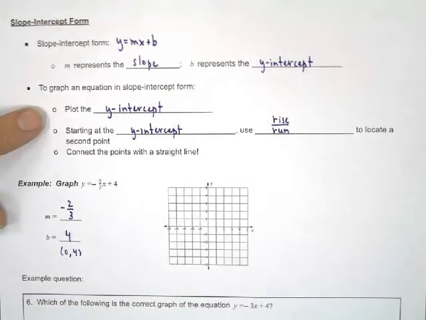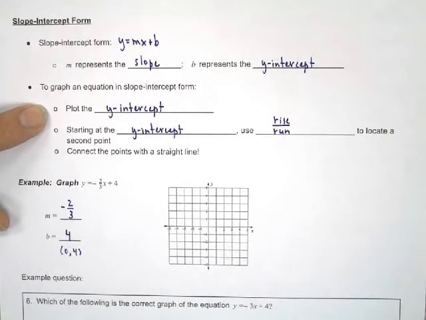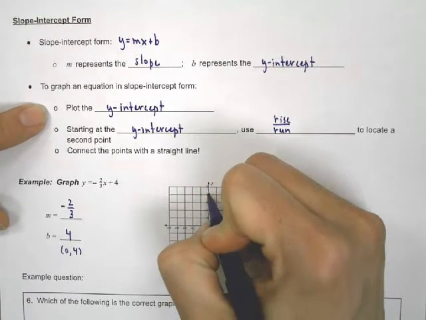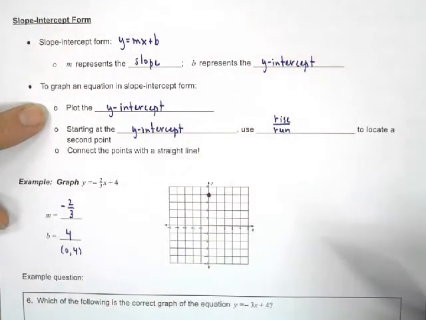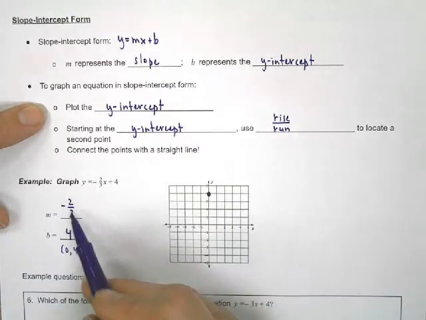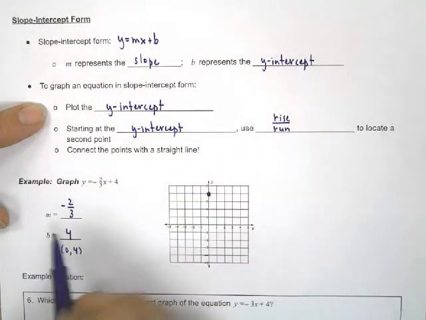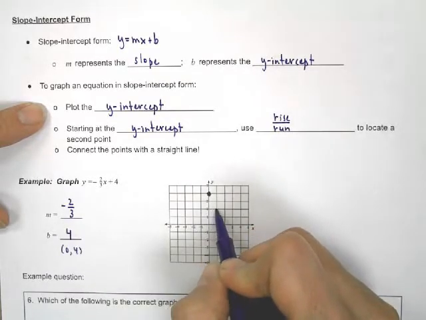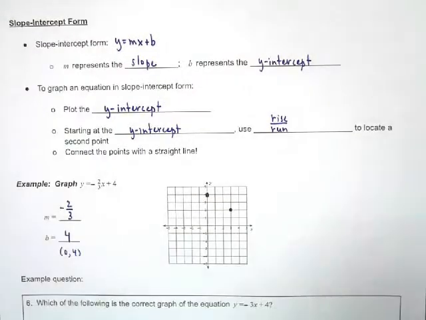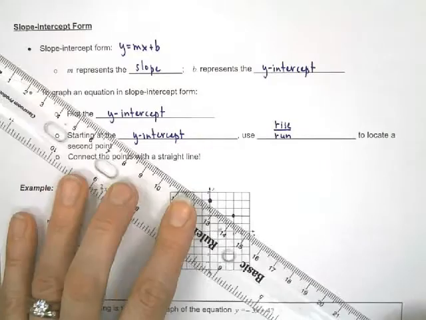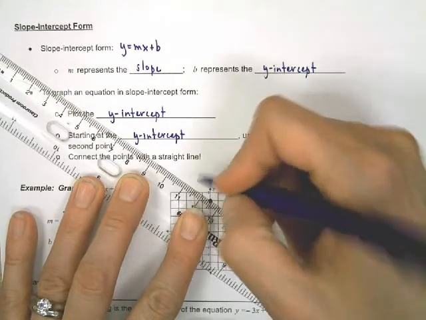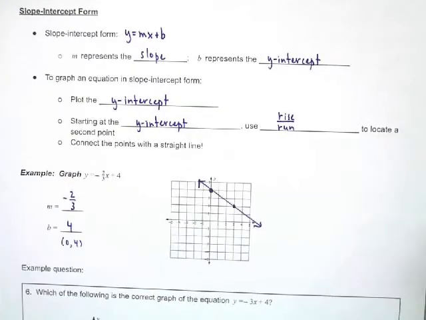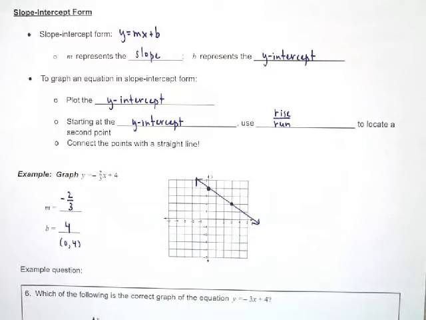So now I'm going to follow the steps we wrote up here. My first job is to plot the y-intercept, which is my b value. So I'm going to plot the point (0, 4). Again, that y-intercept has to be on the y-axis. And then I'm going to use my slope to find my next point. So this tells me my rise over run. Since my rise is negative, I go down 2, and then run to the right 3. So now I have 2 points, so I'm just going to go ahead and connect up with my straight edge. And there's my line.